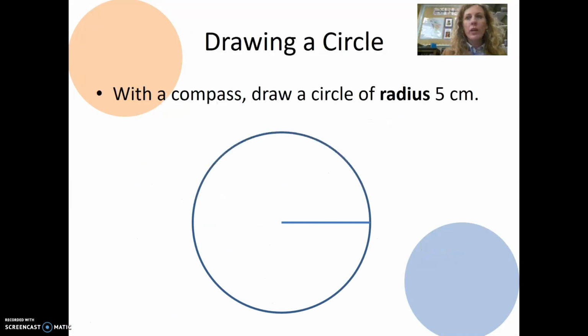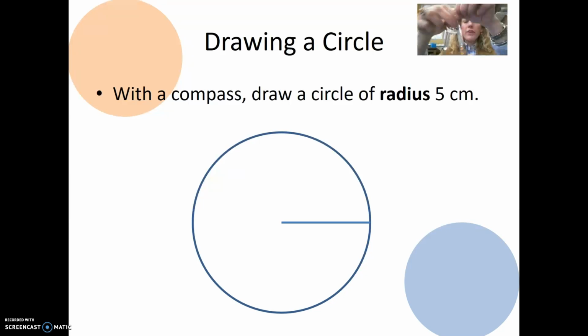Okay, now on the bottom of your notes, I would like you to set your compass at 5 centimeters. So you're just going to move that little pointer until it points to the 5 on the centimeter side. So it's going to look about like that. Then I want you to put the point down and then just draw a circle.